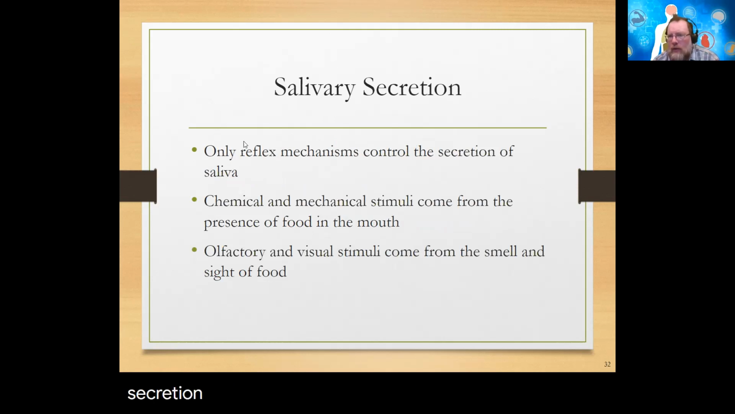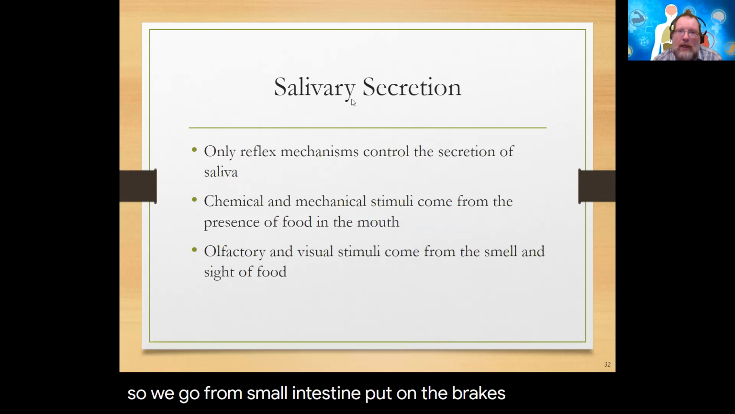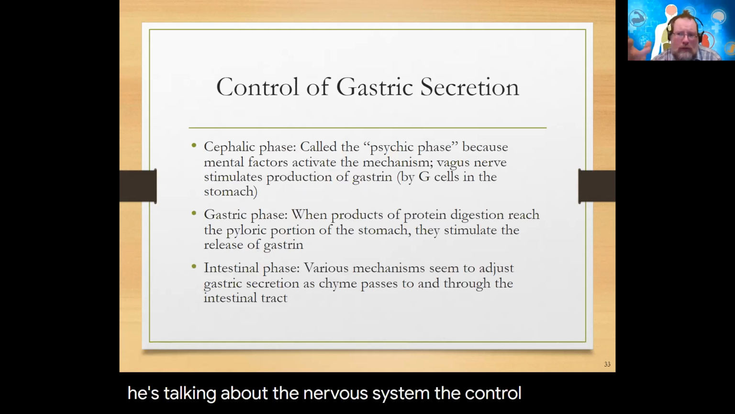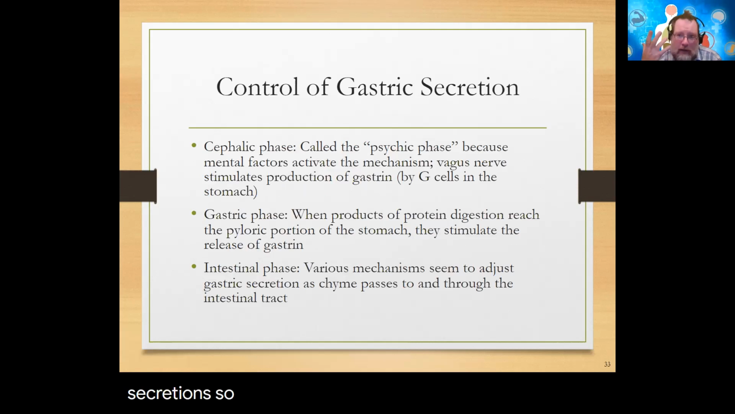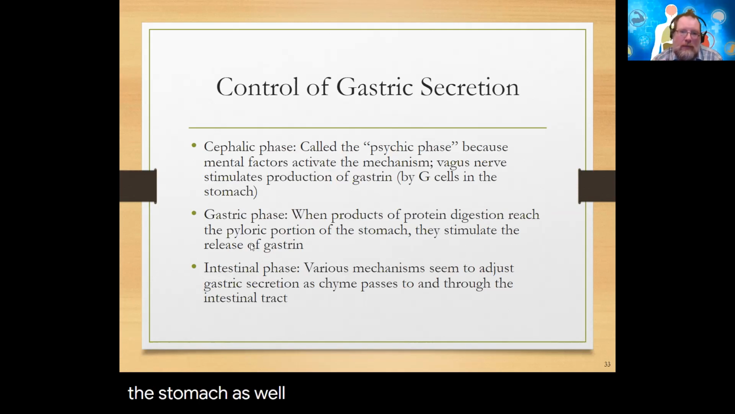salivary secretion. When do we start? So we go from small intestine, put on the brakes, and go back up into the mouth. And so the olfactory, this basically is talking about the nervous system, the control of secretion. So olfactory will start stimulating saliva. Visual, we call this the cephalic phase of digestion. So that can trigger the stomach as well. To start, we start getting the vagus nerve kind of jolting the stomach a little bit.